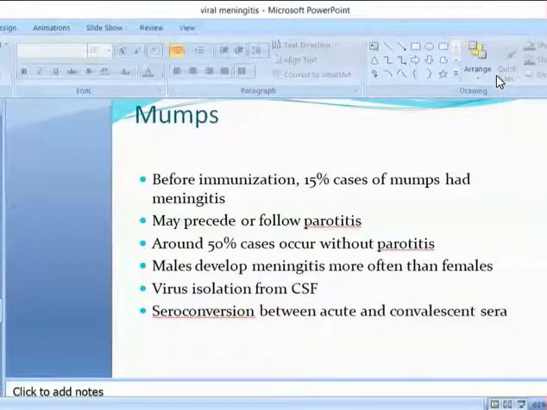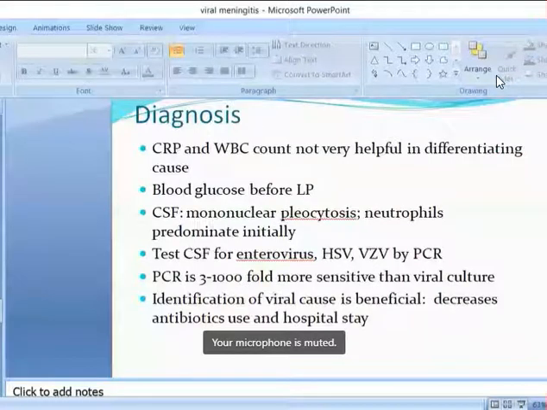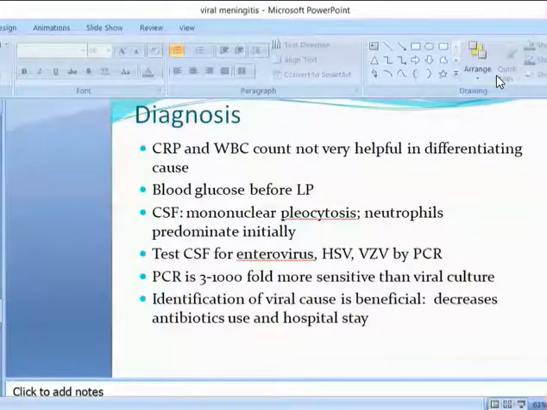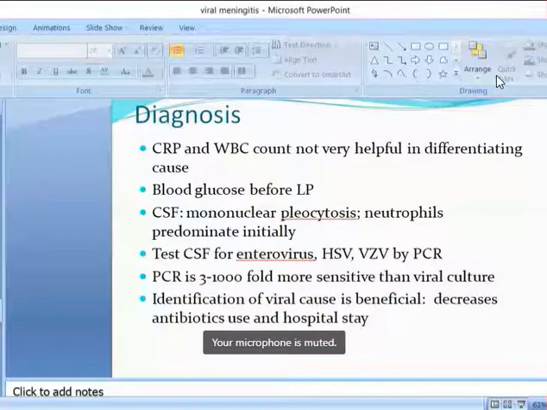Now, the diagnosis. Generally, how do we diagnose a viral meningitis? You can look for the CRP and the WBC count, but as I said, these are not very helpful in differentiating. In the last class on bacterial meningitis, you must have seen that the CRP is raised and neutrophils are the predominant cells raised in the CSF, right? And in acute viral infection, in the initial days, the neutrophils are again the predominant cells, and they will be raised. Only later on, after 3 to 4 days, will these be replaced by lymphocytes.